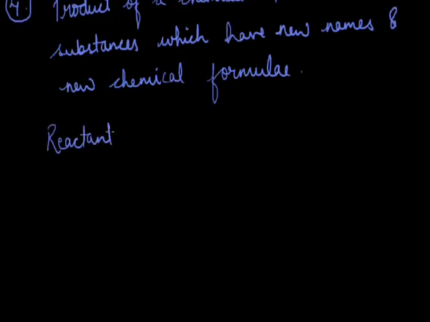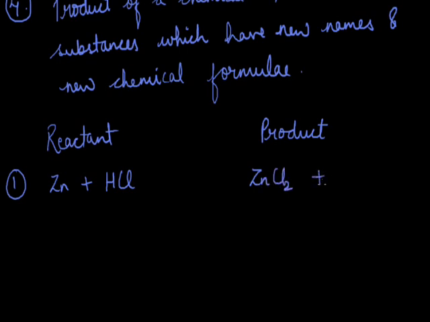Now, the reactants in the first example are zinc and HCl, and the products formed are zinc chloride and hydrogen gas. Here zinc has the symbol Zn, and HCl is for hydrochloric acid.